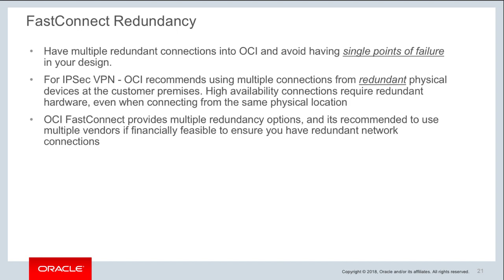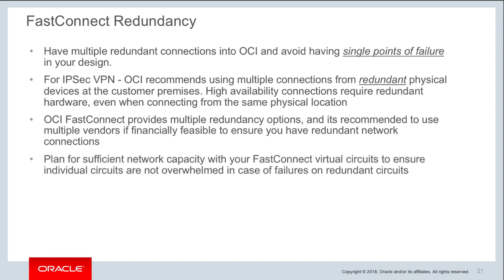And so you have the different connectivity models, and how you can create redundant connections when you are using the FastConnect services. In case of network and partners, if it's financially feasible for you, you can have multiple vendors, multiple exchange partners, and you can use multiple exchange partners to connect to OCI, which gives you additional redundancy on that end as well.